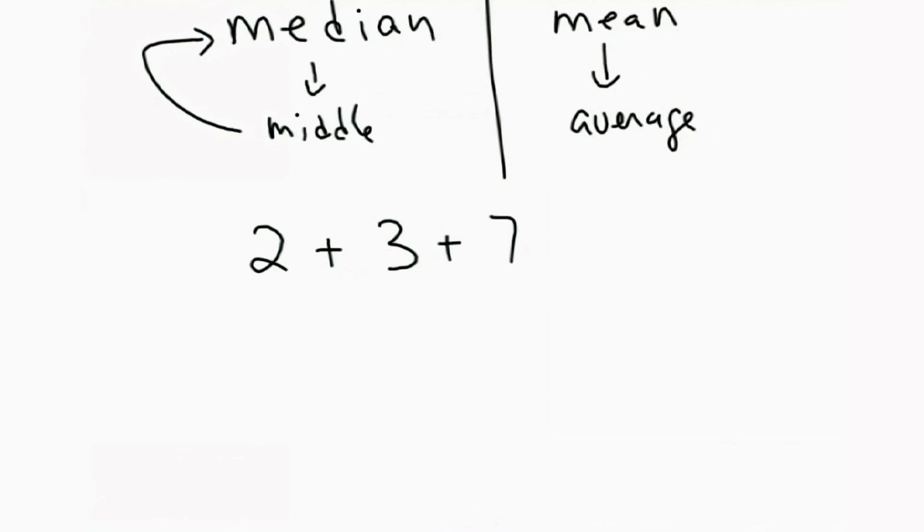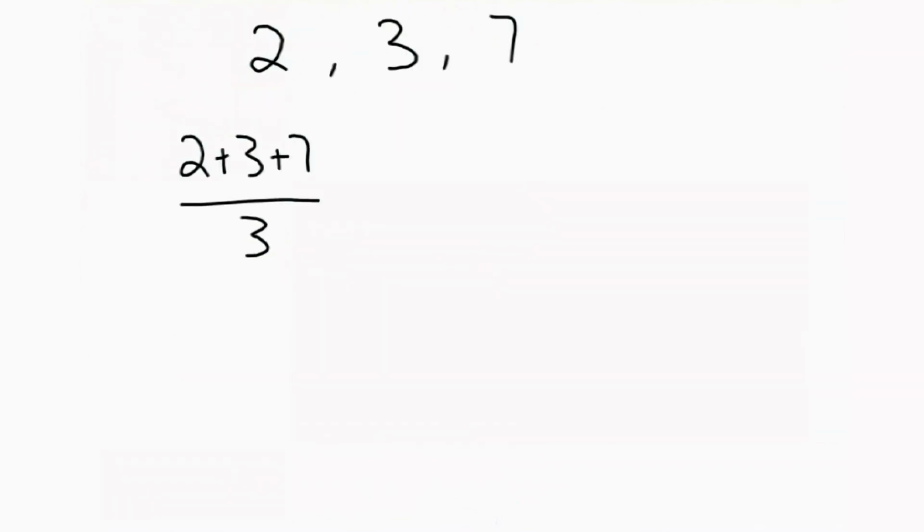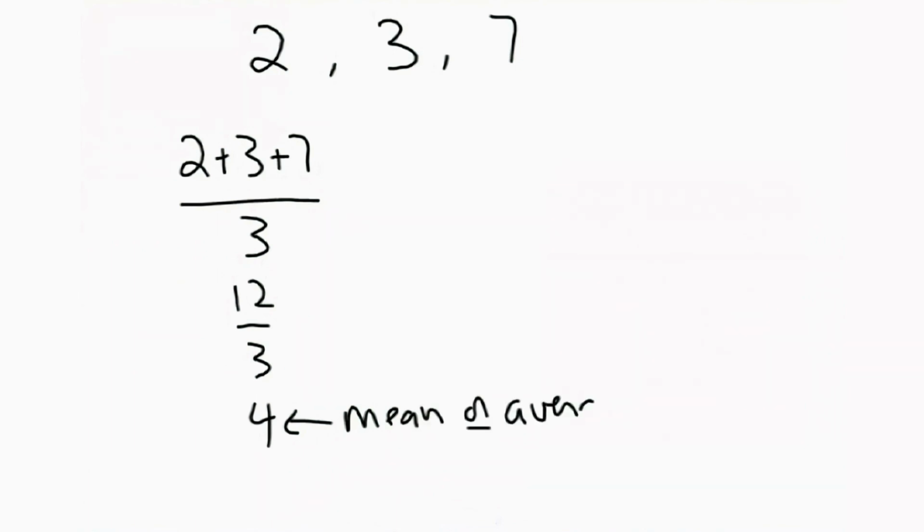Okay, so let's say we took a quiz and we got scores of 2 and 3 and 7, and let's say they were all out of 10. Well, if we had scores of 2 and 3 and 7, the average will be 2 plus 3 plus 7 over 3, right? Because we have 3 measurements. And 2 plus 3 is 5, plus 7 is 12, and 12 over 3 is 4. So this is the mean or the average.